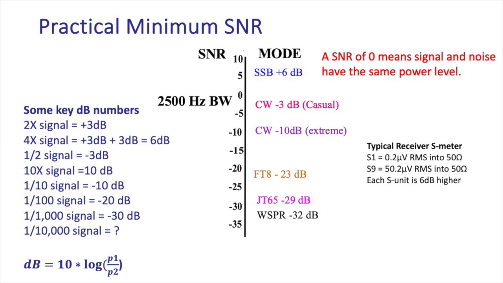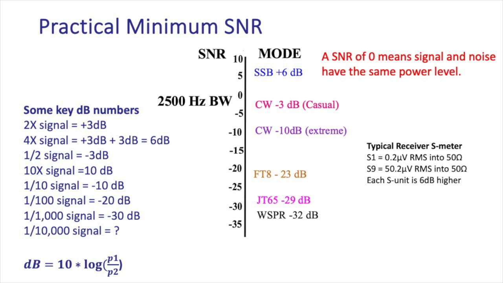If you cut a signal in half, then you get minus 3 dB. So every time you double, you can just add another 3 dB. You can also add these together. So if you multiply it by 4, that's 3 dB plus another 3 dB because you double and a double. So you just add those together and you get 6 dB by increasing your signal by a factor of 4.